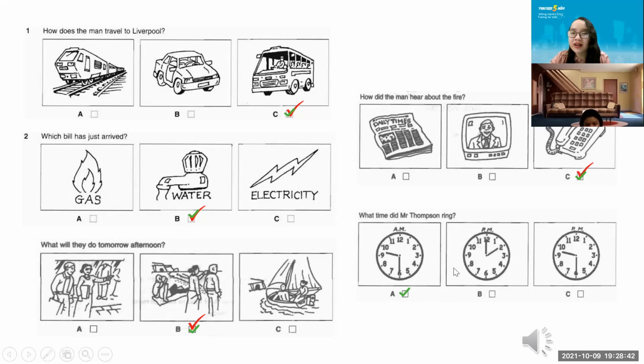Rồi ở đây con để ý là có hai đáp án đều là 9:30, nhưng một cái là AM buổi sáng và PM buổi chiều. Đó. Rồi, thì ông Thompson đã gọi vào sáng nay, this morning. So, vậy chắc chắn thì cái thời gian nó phải là AM buổi sáng rồi. Và đáp án là A, very good.